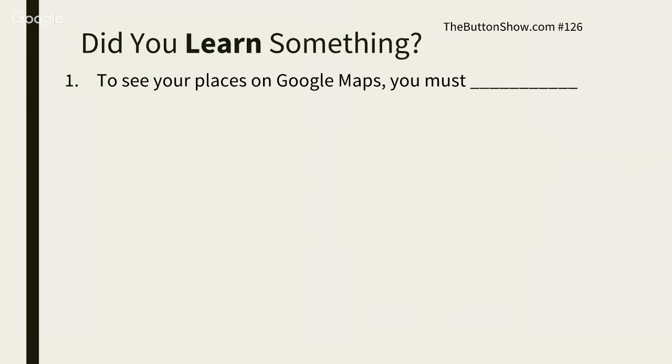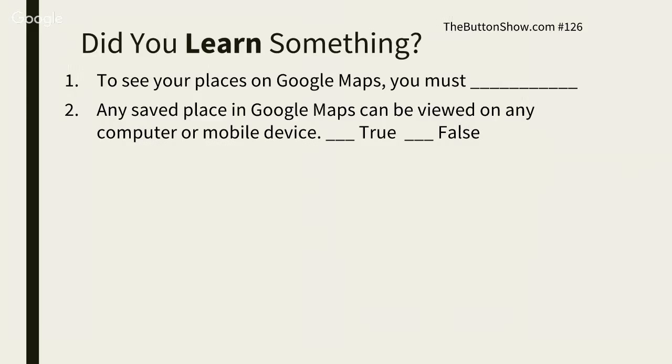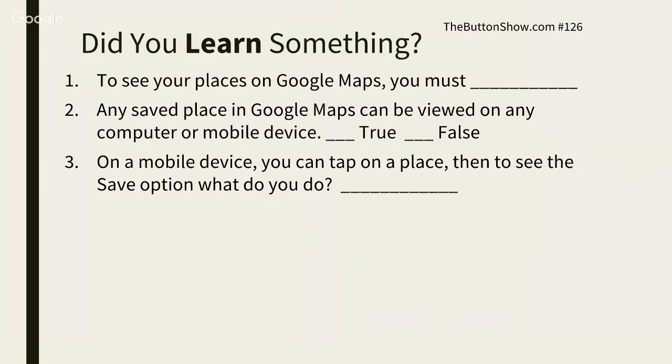So did you learn something? I know I did. To see your places on Google Maps, you must what? Be signed in to your Google account. Any saved place in Google Maps can be viewed on any computer or mobile device. True or false? False. There's all these new lists that can only be seen on the mobile devices. On a mobile device, you can tap on a place. Then to see the save option, what do you have to do? Swipe up. Sometimes I've noticed it works just by tapping where it says the thing down at the bottom.